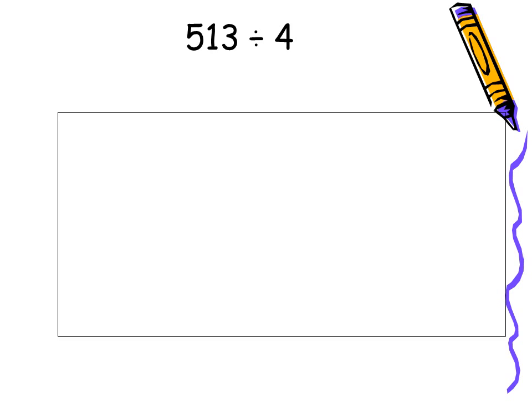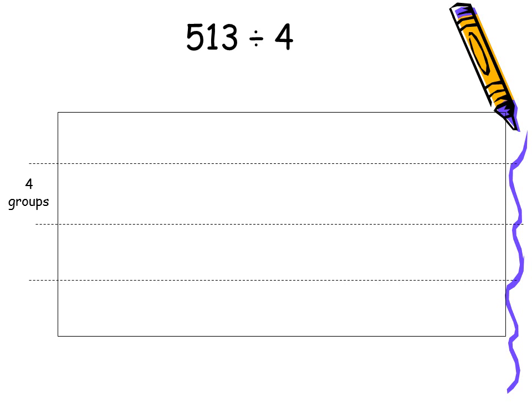Prior to us looking at division, we looked at area models or area arrays in multiplication. This strategy is applied as such. 513 divided by 4. Well, I know that my number of groups goes along my vertical axis. So there's my 4 groups. I know that the amount in each group goes along the horizontal.